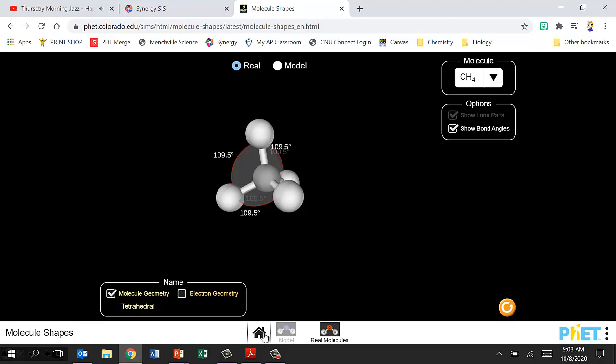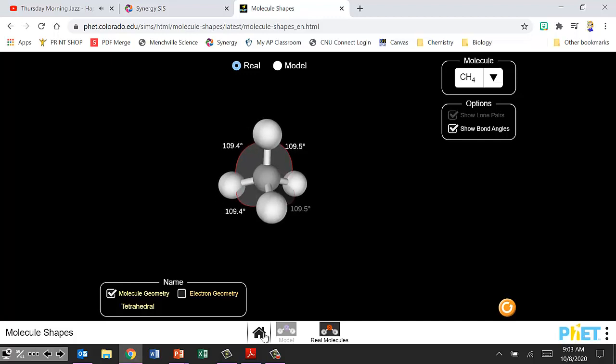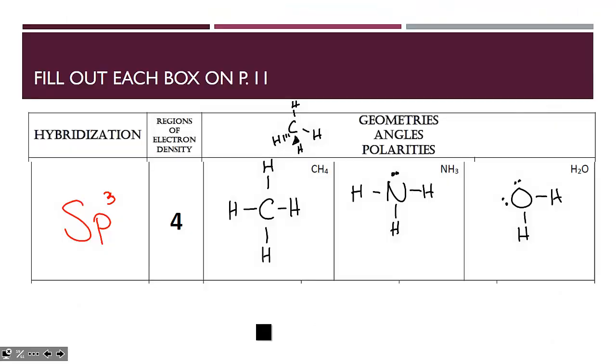So methane, 4 regions of electron density with no lone pairs, is a tetrahedral shape, and the bond angle is 109.5 degrees. So again, personally, I remember hybridization with the bond angle. Anything sp3 hybridized is going to initially start at 109.5 degrees. So the bond angle in methane, or carbon with 4 of anything, is always 109.5. And we call it a tetrahedral.